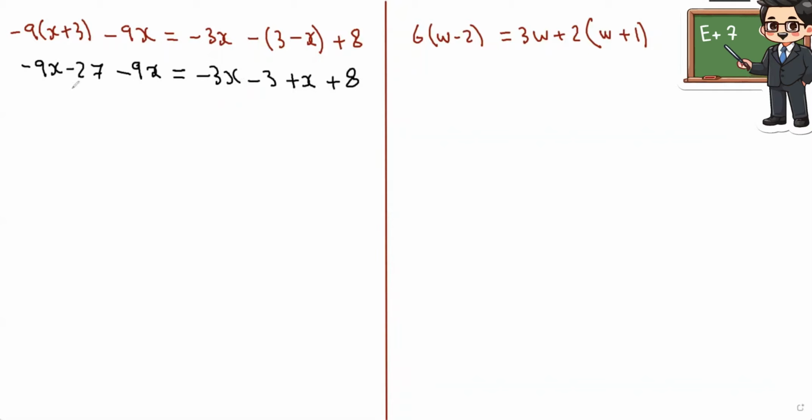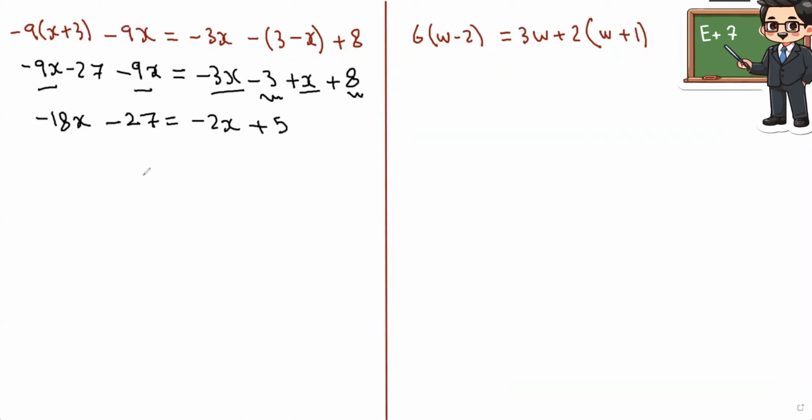So negative 9 minus 9, these are like terms right here. So that's minus 18x. You still have the minus 27 equals, these are like terms, and these are like terms right here. So negative 3x plus x is negative 2x. Negative 3 plus 8 is plus 5.